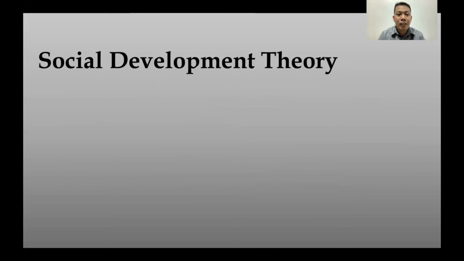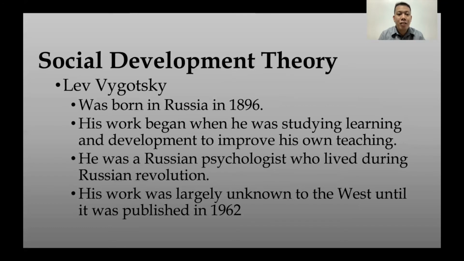So let us talk now about social development theory. It was proposed by Vygotsky. He was born in Russia in 1896. So his work began when he was studying learning and development to improve his own teaching. He was a Russian psychologist who lived during the Russian Revolution. So his work was largely unknown to the West until it was published in 1962.